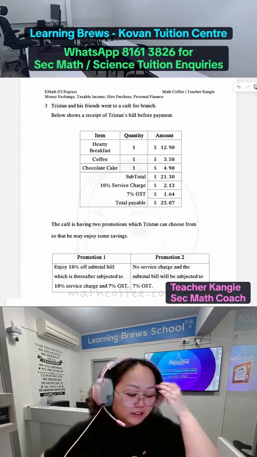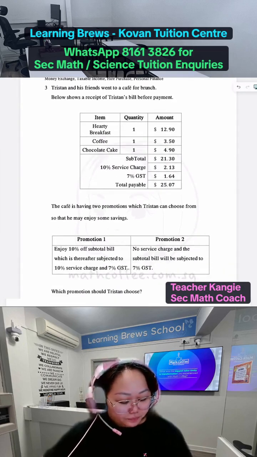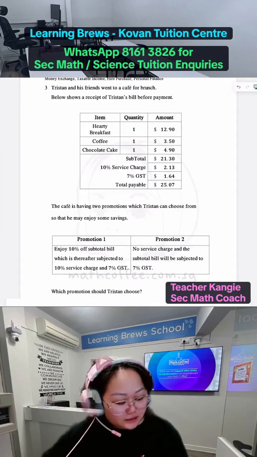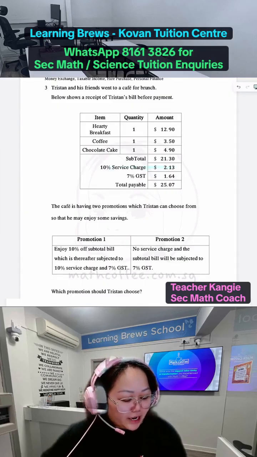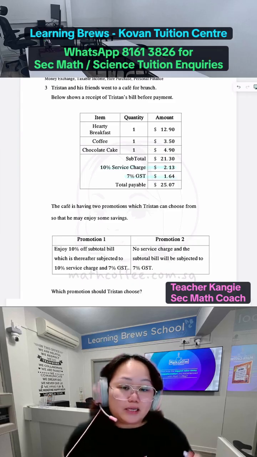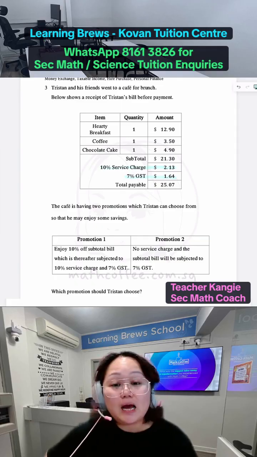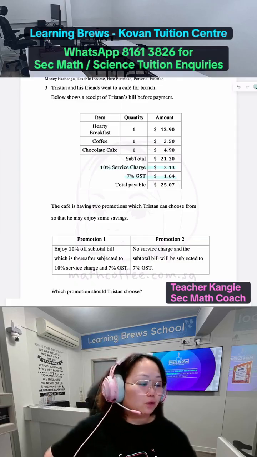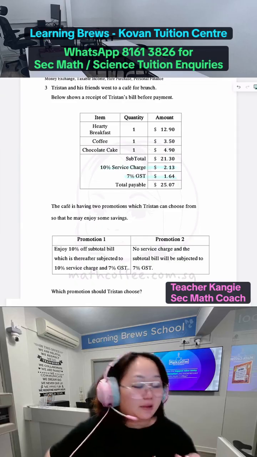Okay, so below shows a receipt of the bill before payment. I want to also highlight this 10% service charge and this 7% GST. This is a common mistake that students always make. They know that it's 10%, they know it's 7%. This one is a bit outdated. Our GST now is already 9%, no longer 7%. But it doesn't matter, the concept is the same.